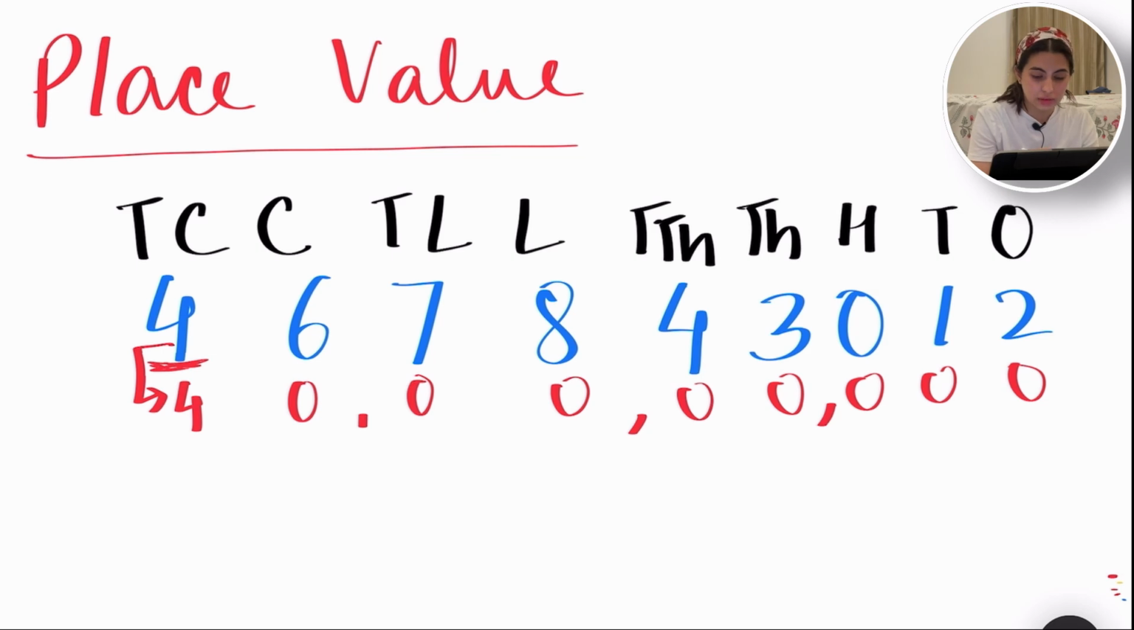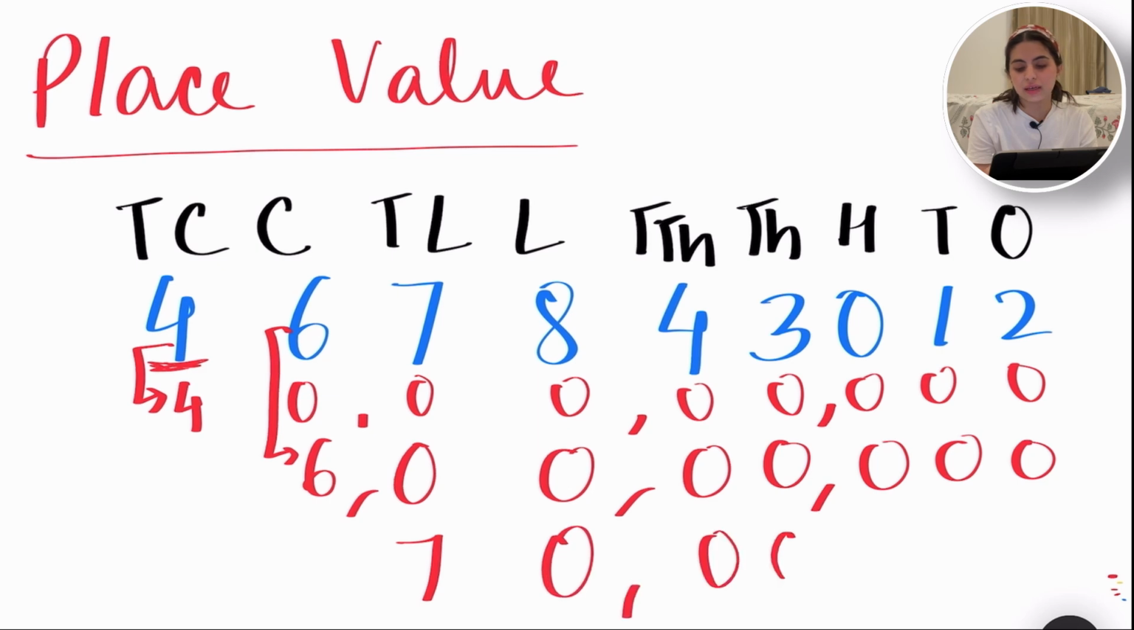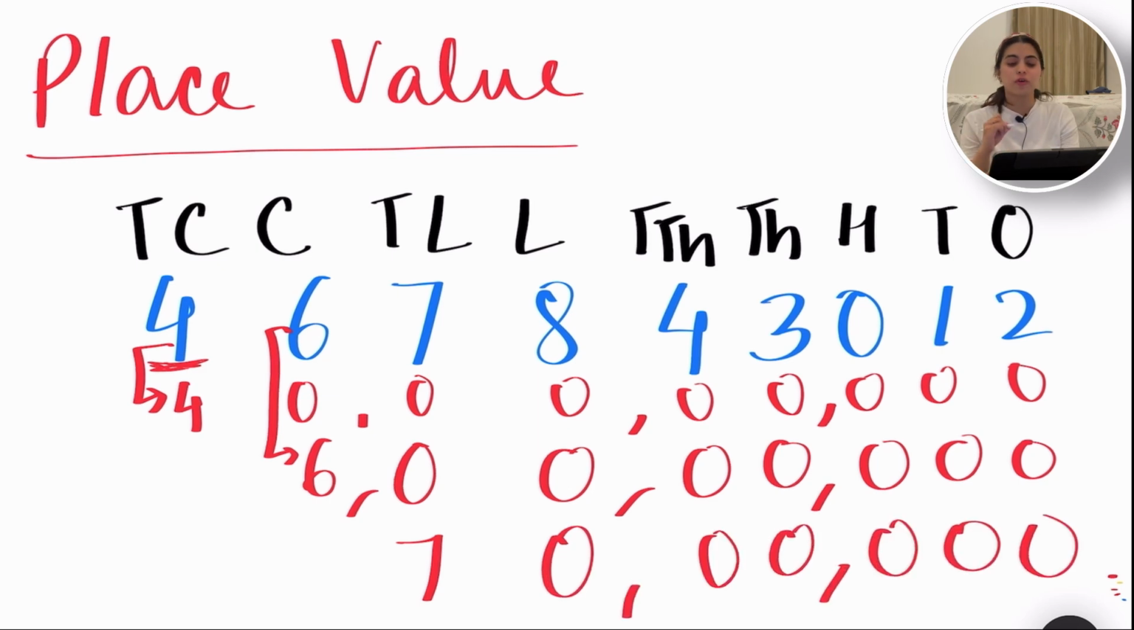For 6, it's going to be 6 crores. For 7, it's going to be 70 lakh. For 8, it's going to be 8 lakh. For 4, it's going to be 40,000. For 3, it's going to be 3,000.